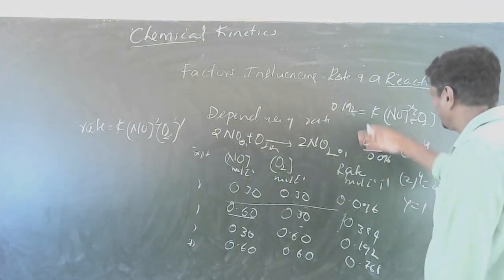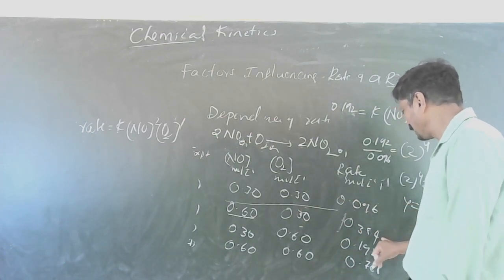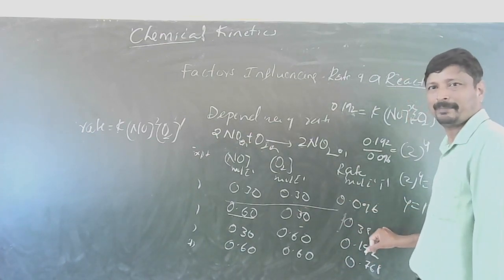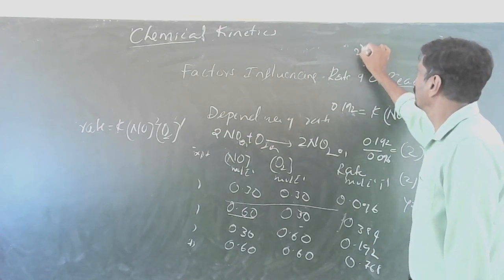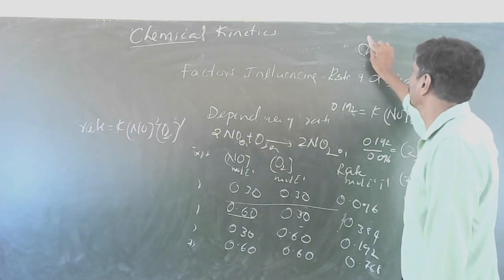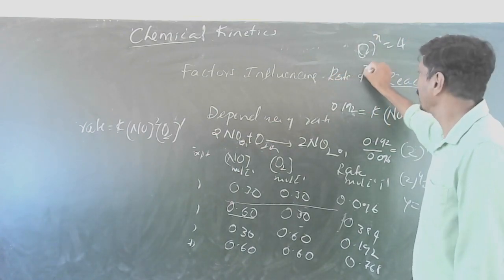So no need to do all this calculation, just look at the result. It's 4 times increase. 4 times increase means 2 to the power of X is equal to 4. 2 to the power of X is equal to 4, so X is equal to 2.